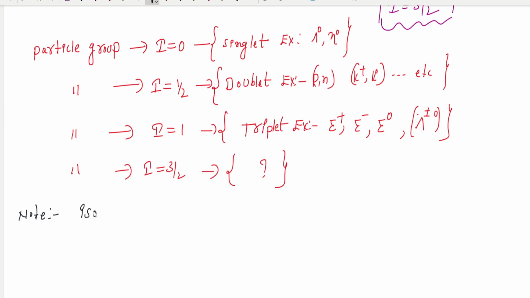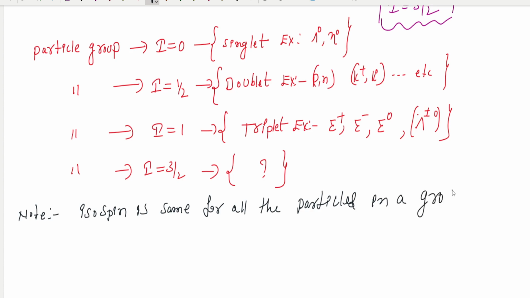Note here: isospin is the same for all the particles in the group. Well, I told you this, but you just try to remember. So this is all about isospin and variance.